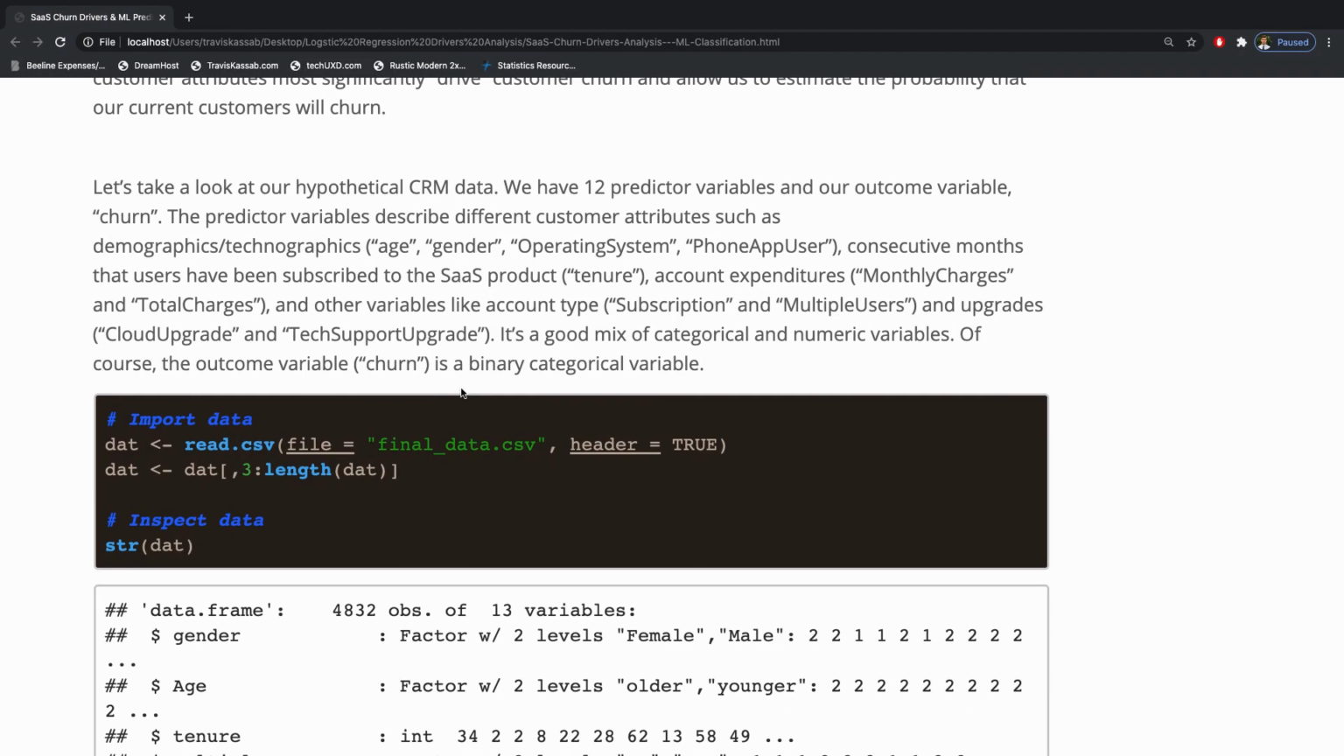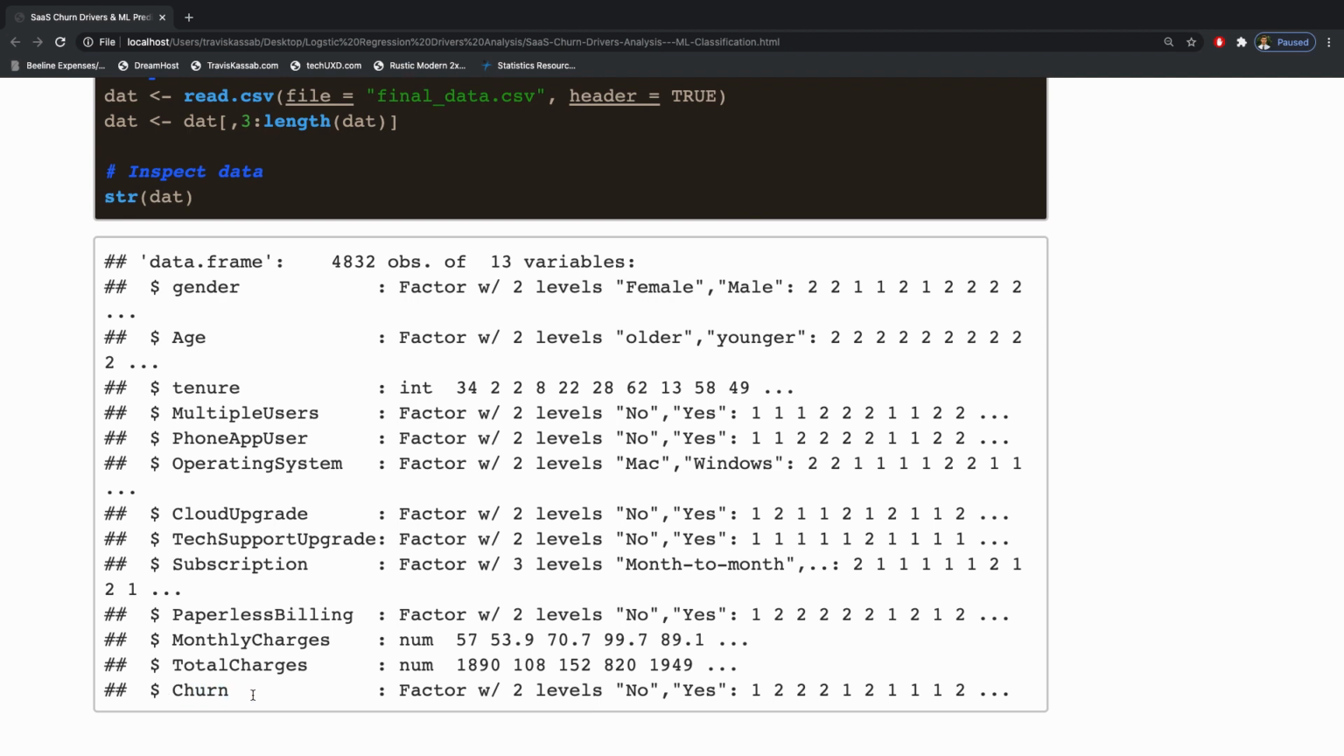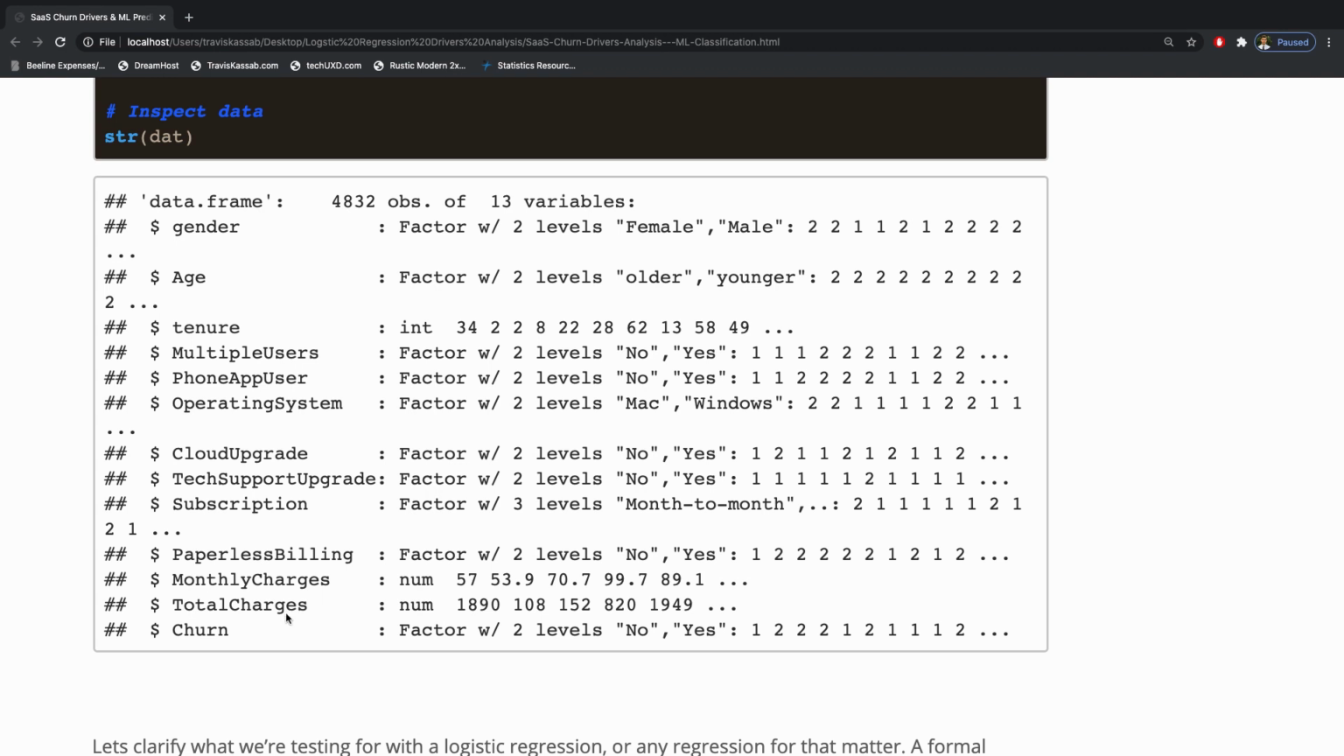The data set we're going to use is called a CRM database, which stands for Customer Relationship Management. This has variables for each of the customers that have been subscribed to this SaaS product, and each variable represents a characteristic about the customer. So these are all of our predictor variables. We have 12 predictors in total. At the bottom here, we have a churn variable, and this is our outcome variable. It's considered binary categorical: binary meaning there are two levels, and categorical because it's a qualitative variable, yes or no. Did they churn or did they not churn? So what we're going to be doing, guys, is using these 12 predictor variables to try to predict the probability that these customers will churn.